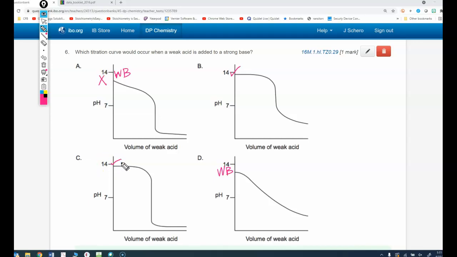And then we have a weak acid being added to a strong base. So we would have to have the curve come out looking like a weak acid, and this is much better as a weak acid, whereas this one is much more like a strong acid. Cross out C, correct answer B.